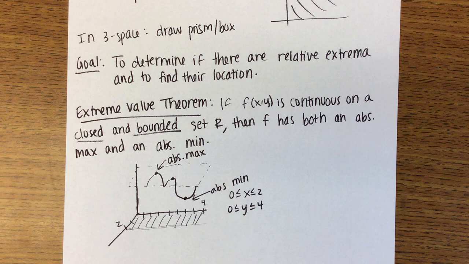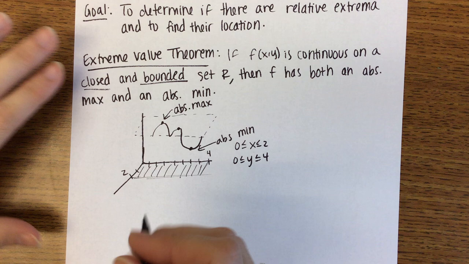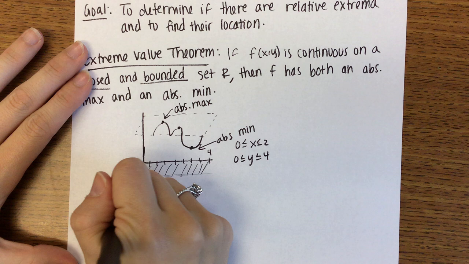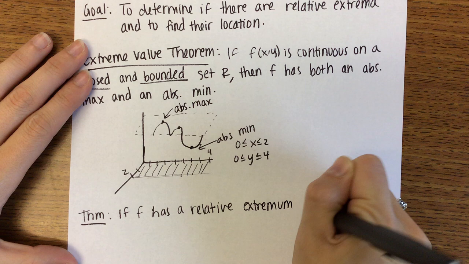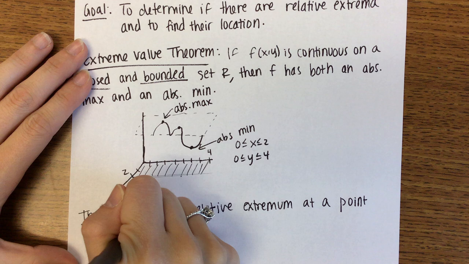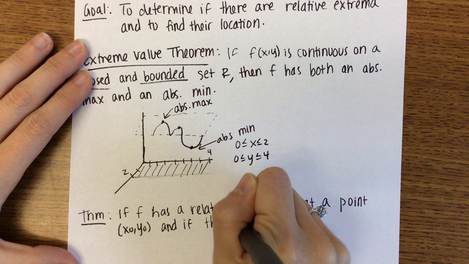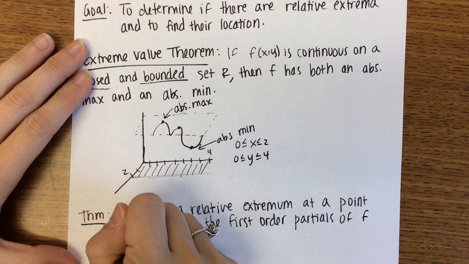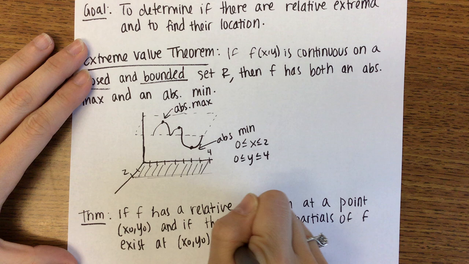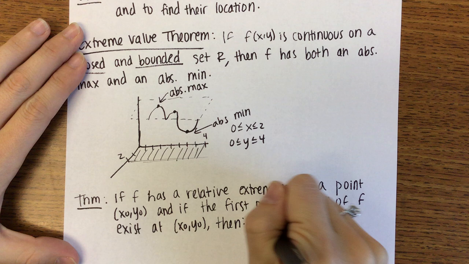Questions on the extreme value theorem before we write down another theorem? Okay, great. Here's our next theorem. If f has a relative extremum at a point x naught, y naught, and if the first order partials of f exist at x naught, y naught, then the first partial with respect to x at that point and the first partial with respect to y at that point are both going to equal 0.